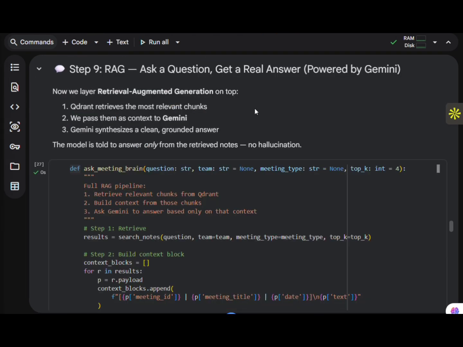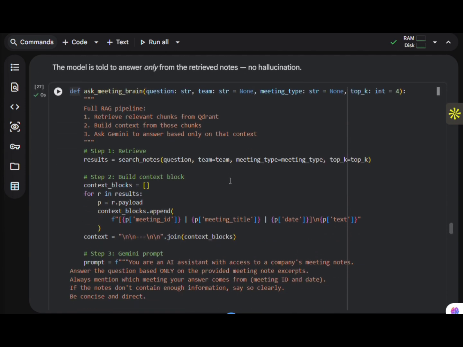Now, we go one layer deeper. Instead of returning chunks, we pass them to Gemini as context, because we are using the Gemini API key over here, and ask it to synthesize a proper answer. Qdrant retrieves. Gemini answers. The LLM is told to only use what's in the retrieved nodes. So there will be no hallucination, and it will be fully grounded. Ask about token expiry. It tells the exact durations, the meeting it came from, and the date. That's the difference between a search engine and a knowledge base. So let me show you all.